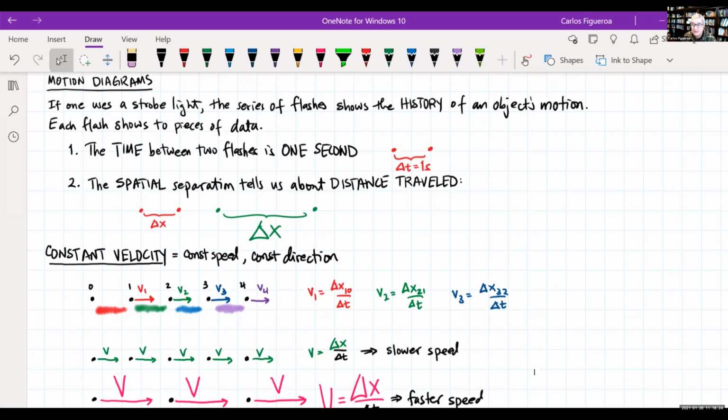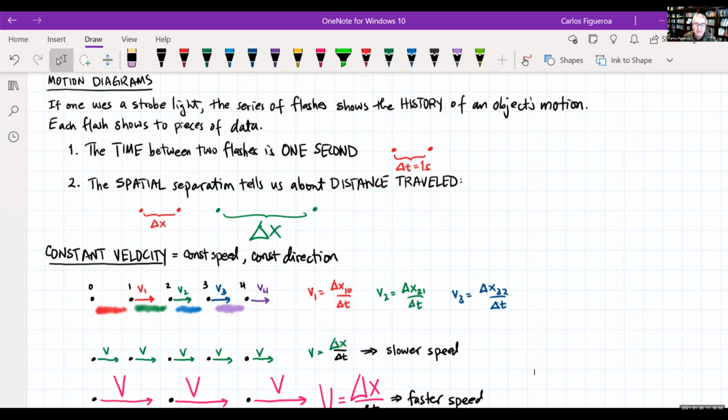We started talking about motion diagrams. And one of the things that I said here is that a motion diagram is a strobe light image, which is a series of flashes. And these series of flashes then show a history of an object's motion. Each flash shows two pieces of information. There's the time lapse between two flashes, which we define as 1 second. That's not true for a camera or a video.